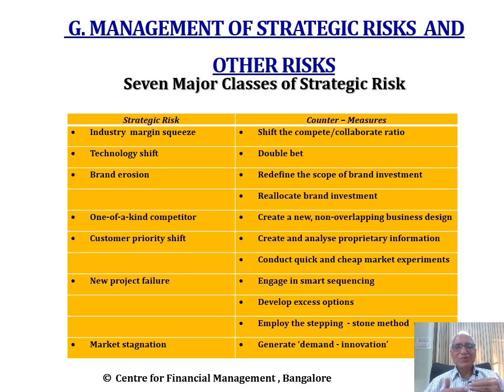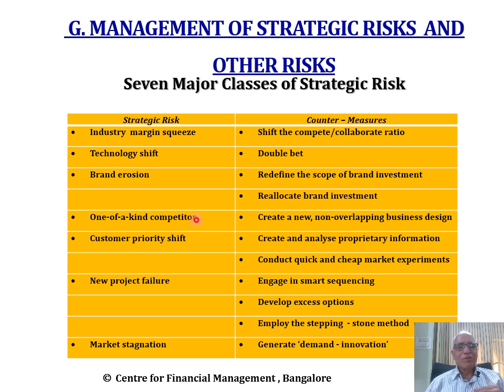Firms are subject to a variety of strategic risks. The seven major classes of strategic risk are shown here. Industry margin squeeze due to greater competitive intensity. Industry margins may shrink. Technology shift. The emergence of a new technology may cast a shadow over the future of the firm. Brand erosion. However powerful a brand may be, it may erode over a period of time.